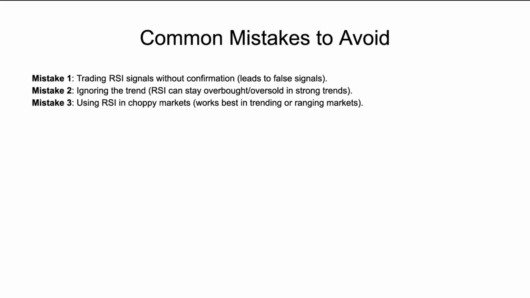Common mistakes to avoid, so you don't trip up. First mistake, trading RSI signals without confirmation. Price action or other indicators are key. Second, ignoring the trend. RSI can stay overbought or oversold in strong markets, so check the bigger picture, like news, like I said before. Third, using RSI in choppy sideways markets. It's best for trending or ranging setups. Honestly, I think any indicator is pretty bad for choppier markets. So keep that in mind, because it's going to show you false signals back and forth.